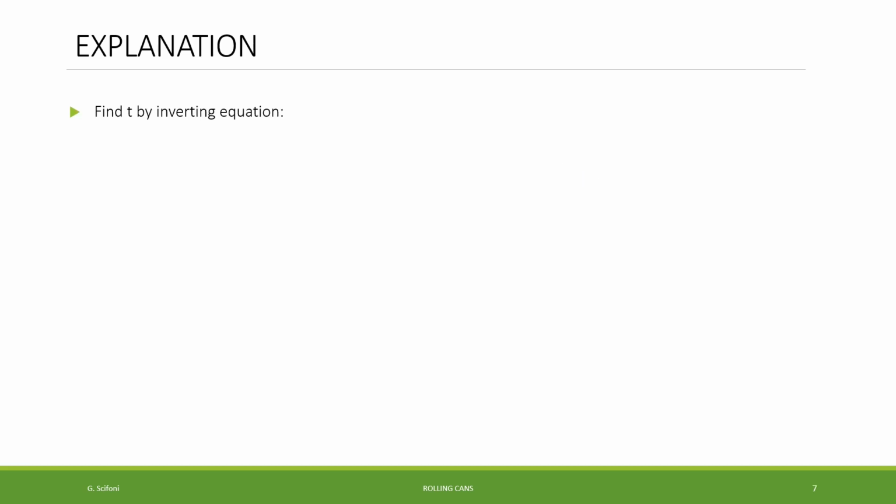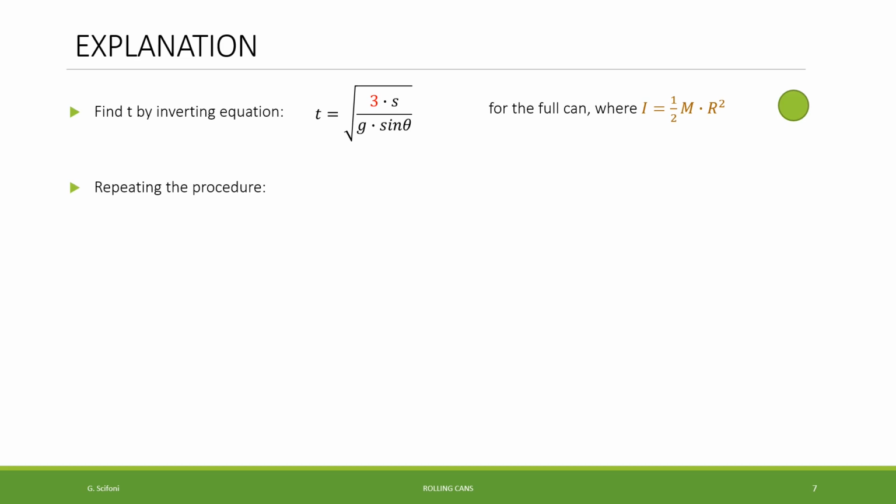To find the time, we need now to invert the equation and we get easily this expression, which is valid for the full can. Repeating the procedure for the empty can, where the moment of inertia is double, we get this second expression, where only the factor within the square root has changed. First it was 3 and now it is 4.